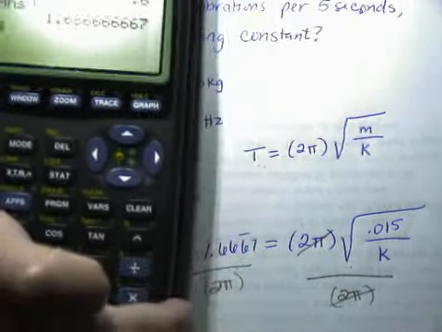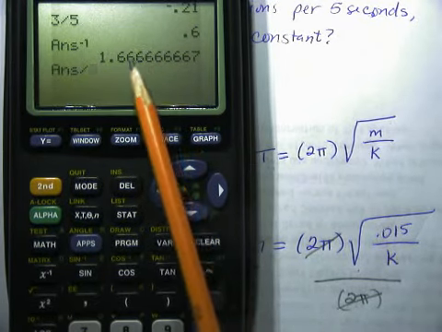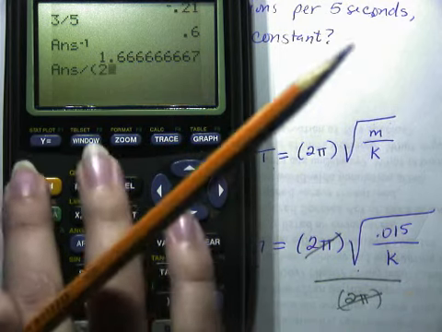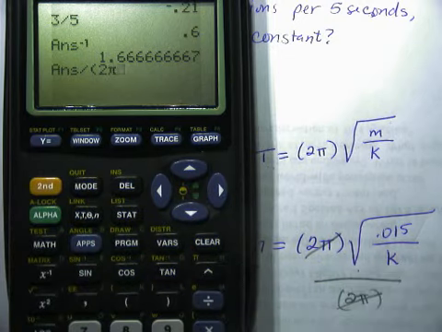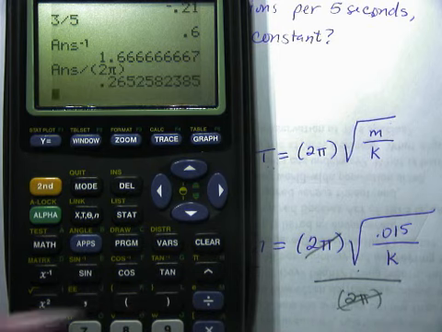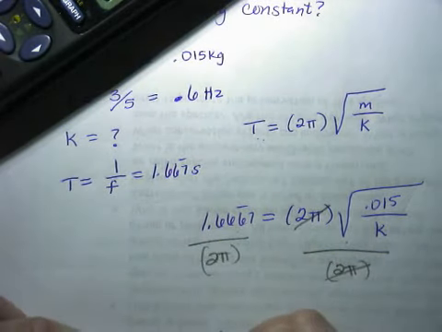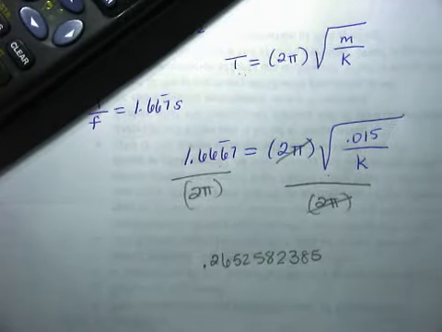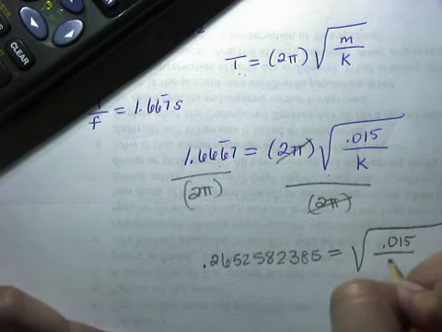So I'm going to take that number, 1.6667, and hit the division symbol. When I do that, your calculator will take the previous answer and plug it in. We are going to divide this by parentheses 2, then hit second and your pi button, which is right where this caret is. When you hit enter, it'll give you a value. I'll write in my value, 0.265258238. Remember, you don't want to round too early, or you will get rounding error. This is equal to the square root of 0.015 over k.